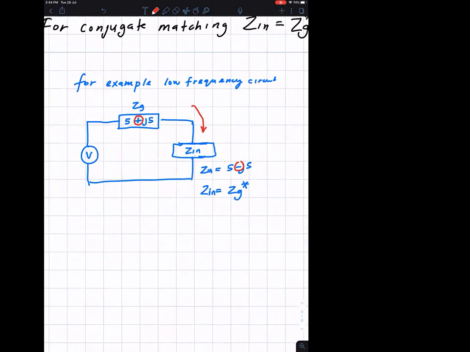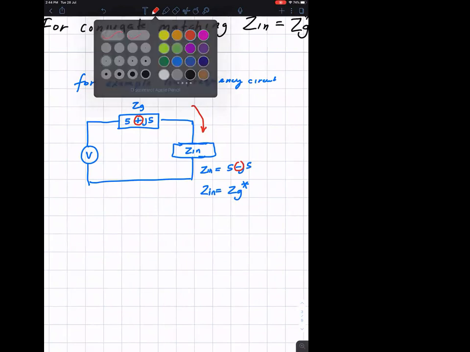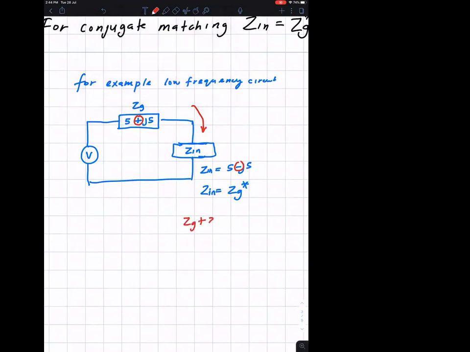So what happens now when you add ZG plus Z in, then you get 5 plus J5 plus 5 minus J5, and then you get rid of the imaginary part. Okay, the imaginary part cancels, and then you only have the real part in the circuit. So only when you have a real part in the circuit, then you get maximum power transfer.